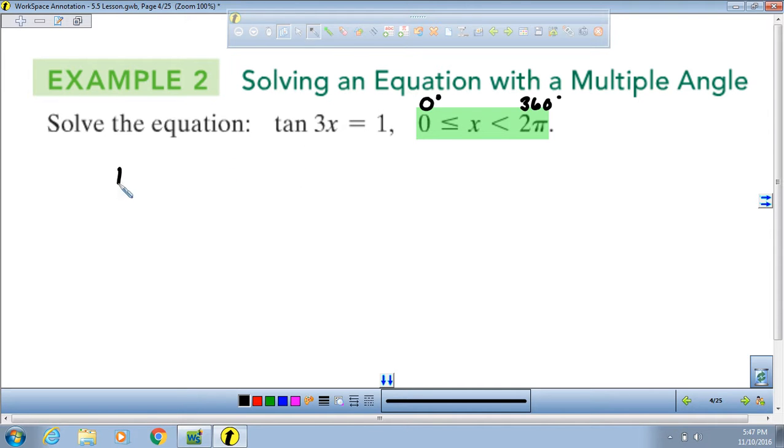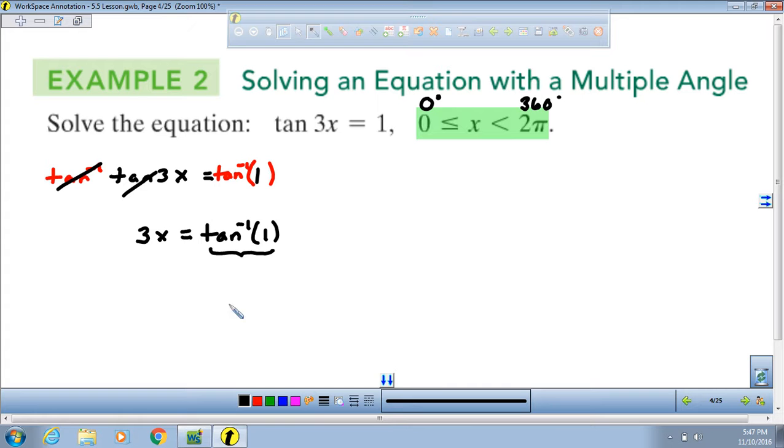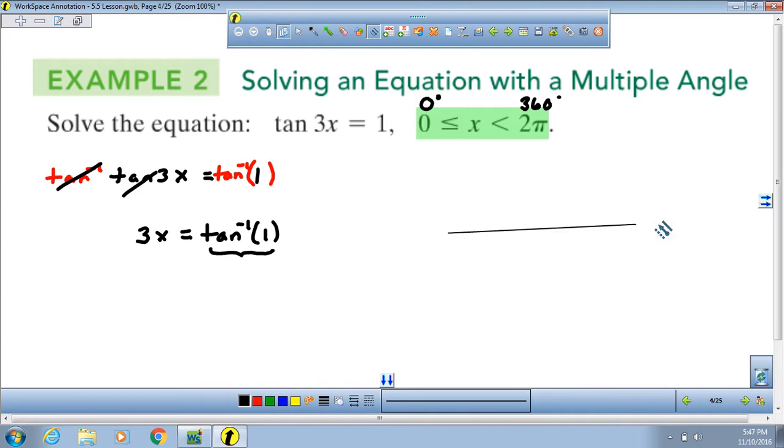It is set up for you. All I have to do is get rid of the tangent by doing the tangent inverse on both sides. That cancels out the tangent, so you get 3x equals the tangent inverse of 1. First we're going to start with the 3x, then we're going to solve for x. But first, let's find the angle that will give me a value of 1 in tangent, and in which quadrants the same angle will be repeated.